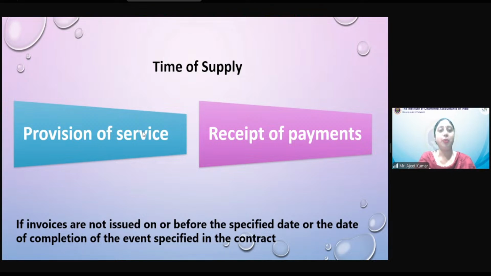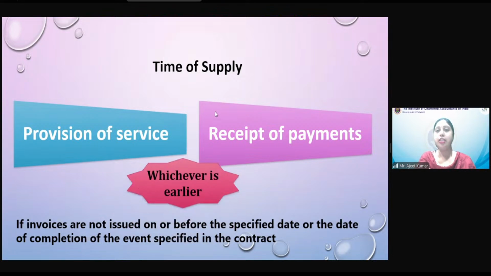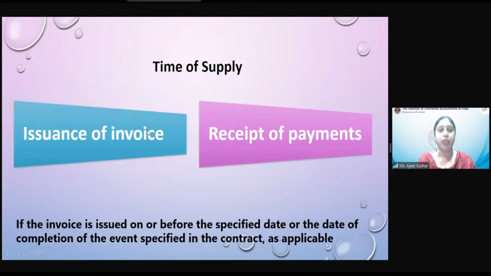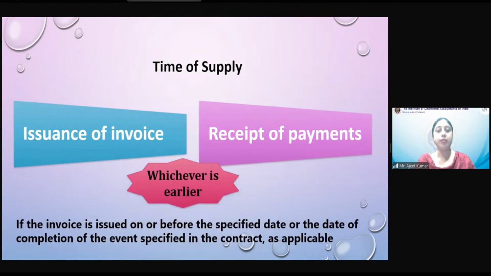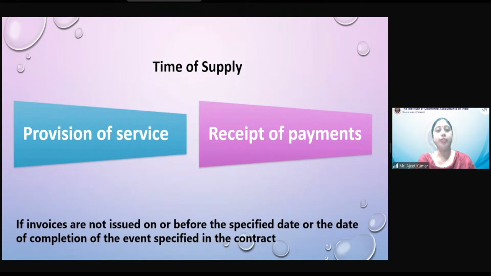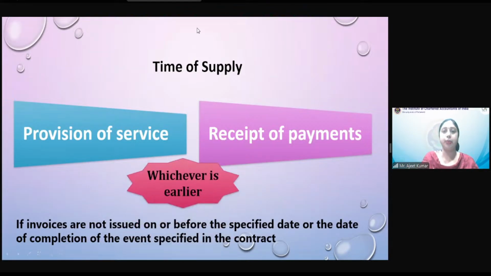So in that case, it will be provision of service or receipt of payment, whichever is earlier. That will become your time of supply. If you remember the time of supply of services, you had done this same simple provision for services: date of invoice or receipt of payment, whichever is earlier, in case invoice is issued on time. But in case invoice is not issued on time, then provision of service or receipt of payment, whichever is earlier. That will become your time of supply.